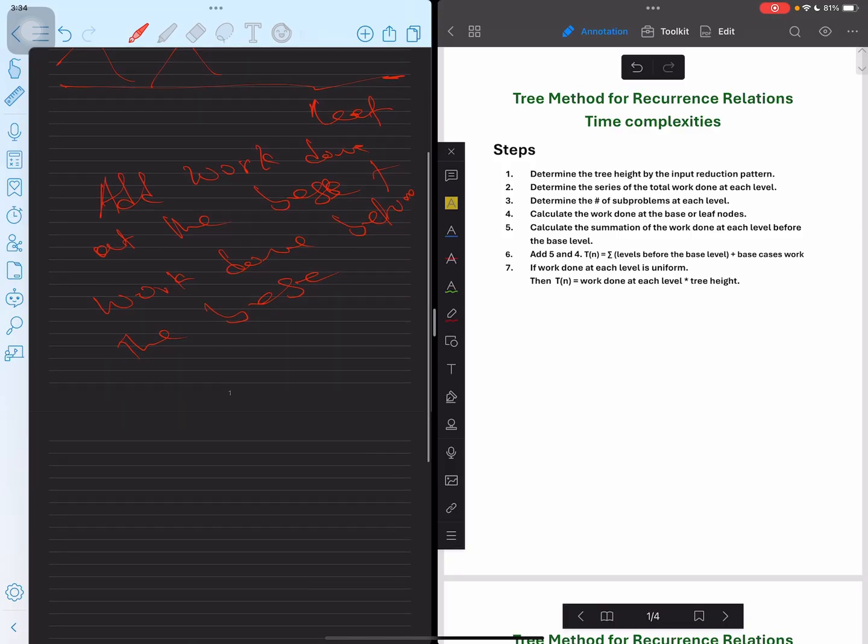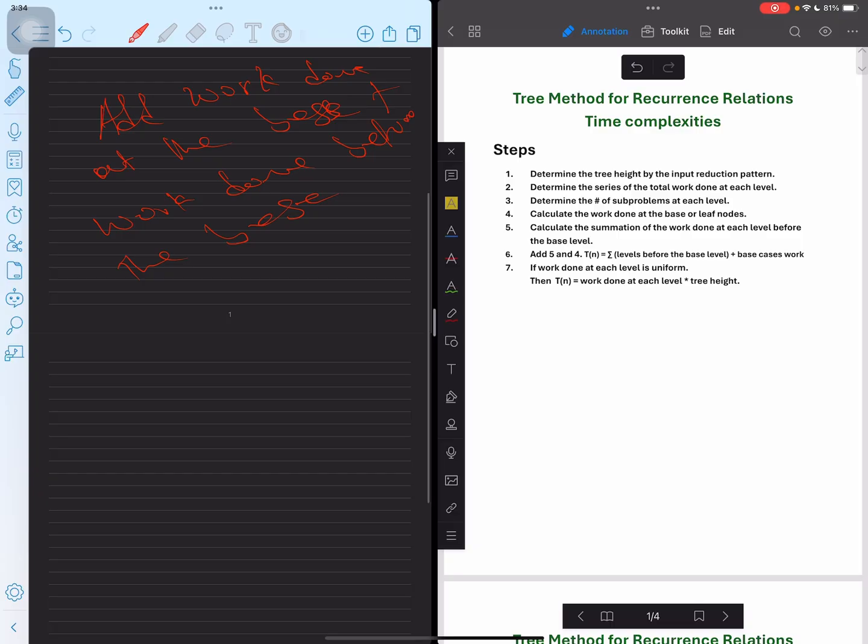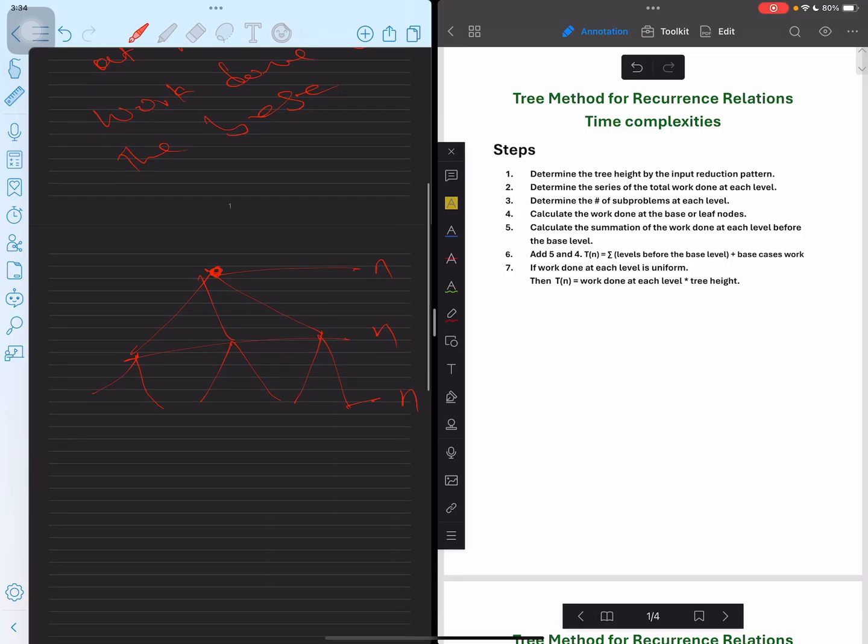So if the work done at each of the levels is uniform, what you just need to do is take one of them and multiply by the height of the tree. For instance, if at each of the levels I'm having the same value, let's say I have n here, at this level I have n, at this level the total work done is also n. So I just need to say n times the height of the tree, and that will give me my T of n. See that? That's what number 7 is talking about.